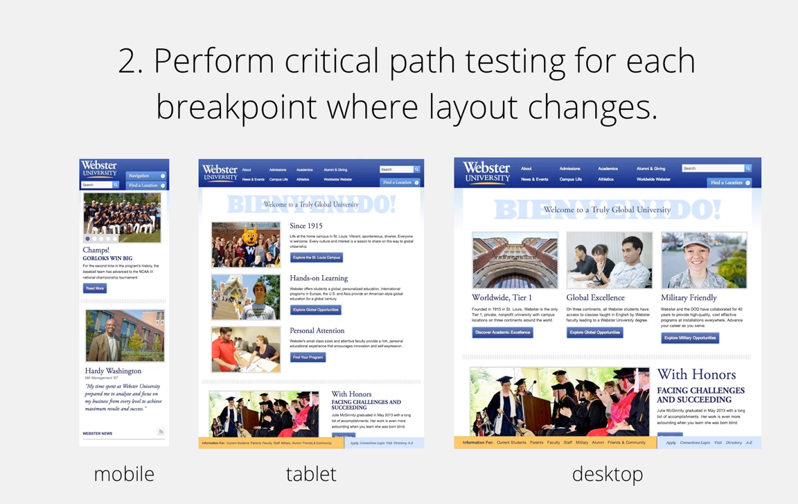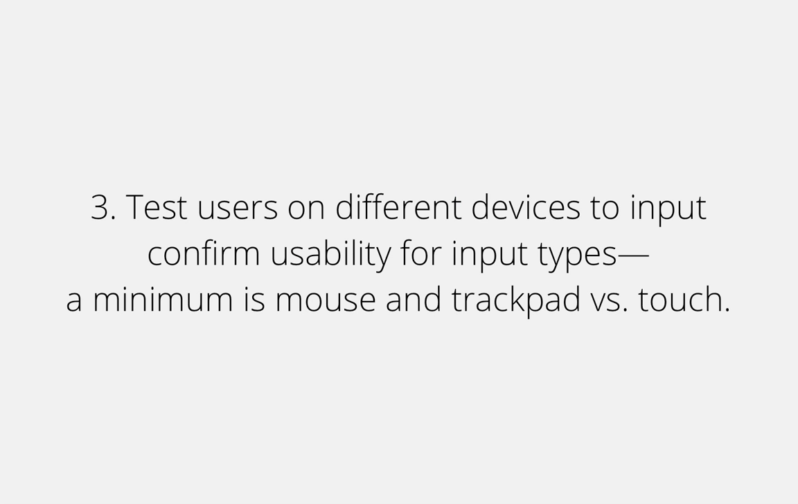Two is perform critical path testing for each breakpoint where your layout changes. So, backing up to that Webster example, I pulled basically our main three breakpoints. We had a mobile breakpoint, we had a tablet breakpoint, and we had a desktop breakpoint. And the key here is to think about, in any scenario where you're modifying layout, it's worth putting the layout decisions in front of the user and saying, can you find this? Are you able to find this? Is the page still working as well? And I'm not talking about spending a week on this. I'm talking about putting this in front of 5 to 10 different people to get opinions. And usually that's where insights start to emerge, around 5 to 10 different users.